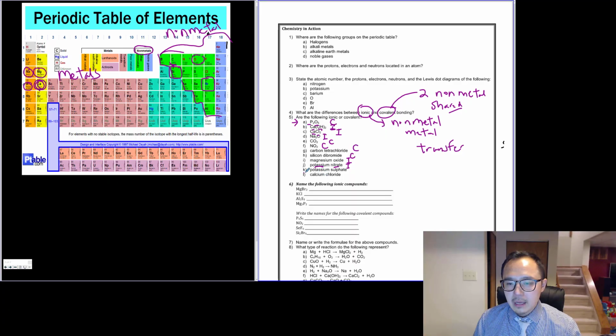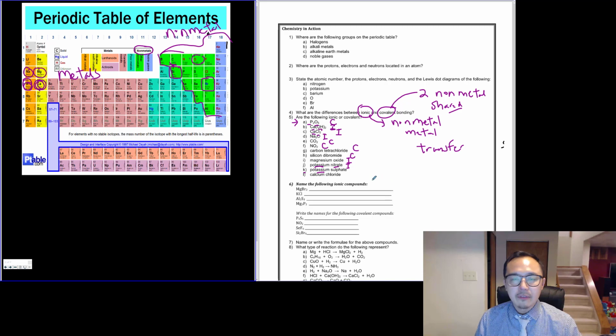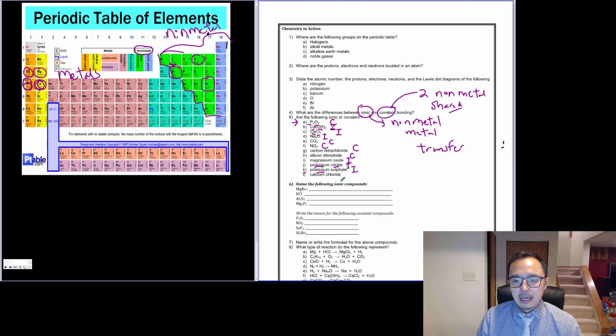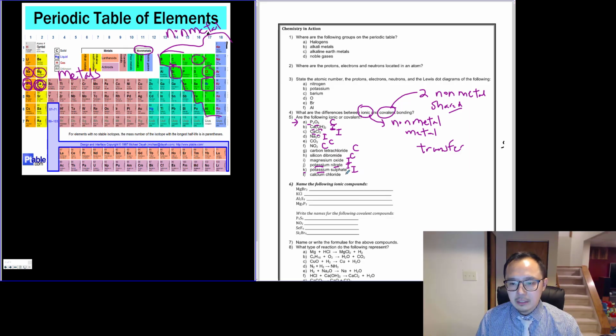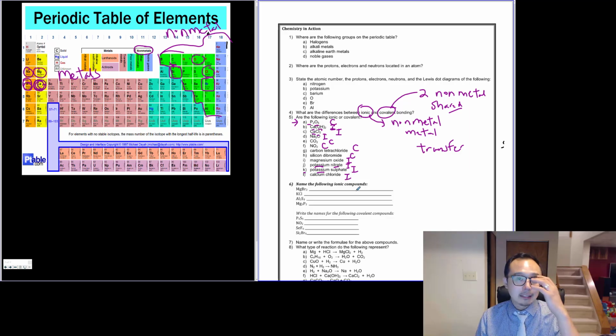Likewise for the next one, this is potassium, the same potassium, number 19. And sulfate, again, it's not sulfur, but sulfate is its own polyatomic ion or complex ion. So this is going to be ionic as well. And the last one, calcium chloride. Calcium's here and chlorine's here. Chlorine, chloride, so this is going to be your ionic bond. So that's how you identify ionic or covalent bonds.